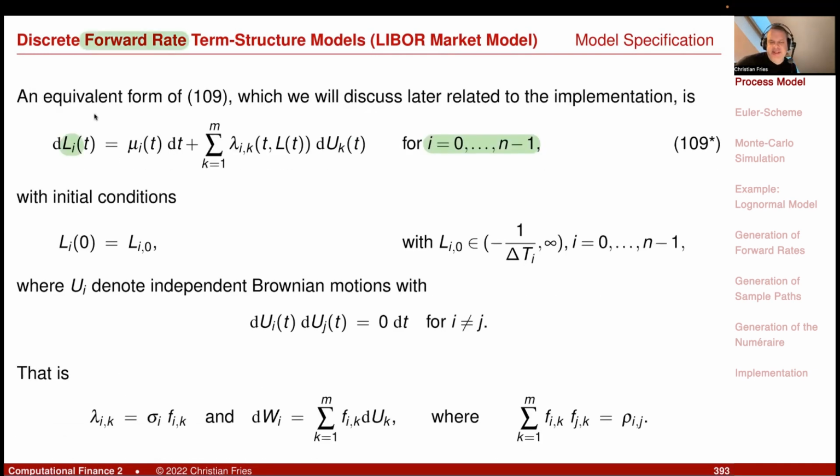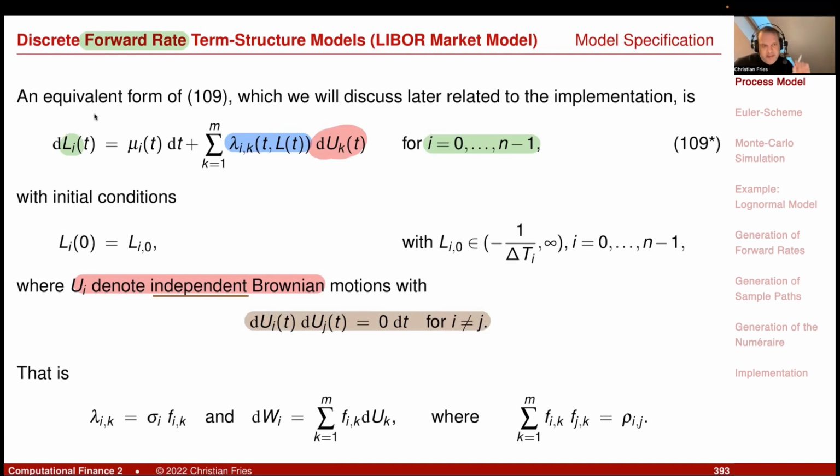And we saw in the last session that it was an advantage to write the model using these factor loadings which stand in front of independent Brownian motions. So here's the Brownian increment. So Ui is an independent Brownian motion, so independent implies that the instantaneous correlation is zero.